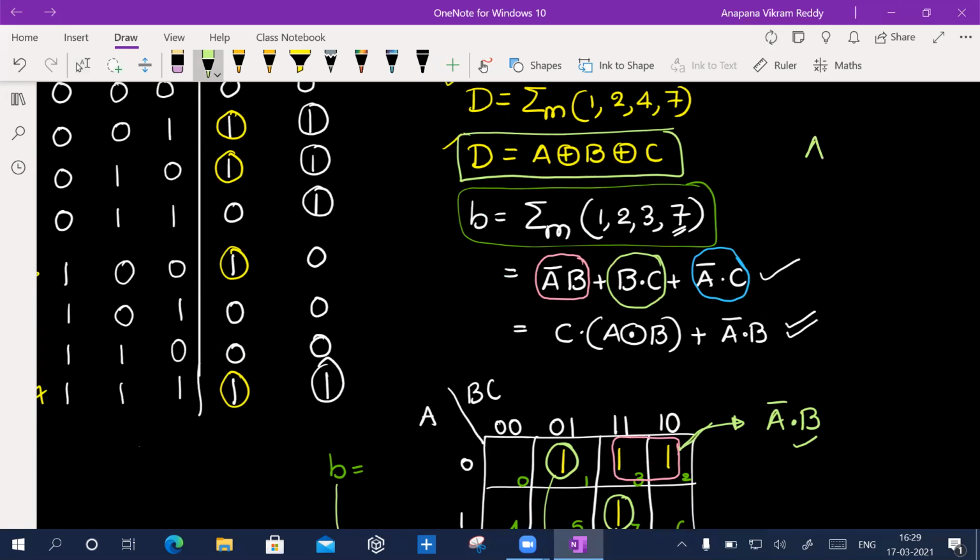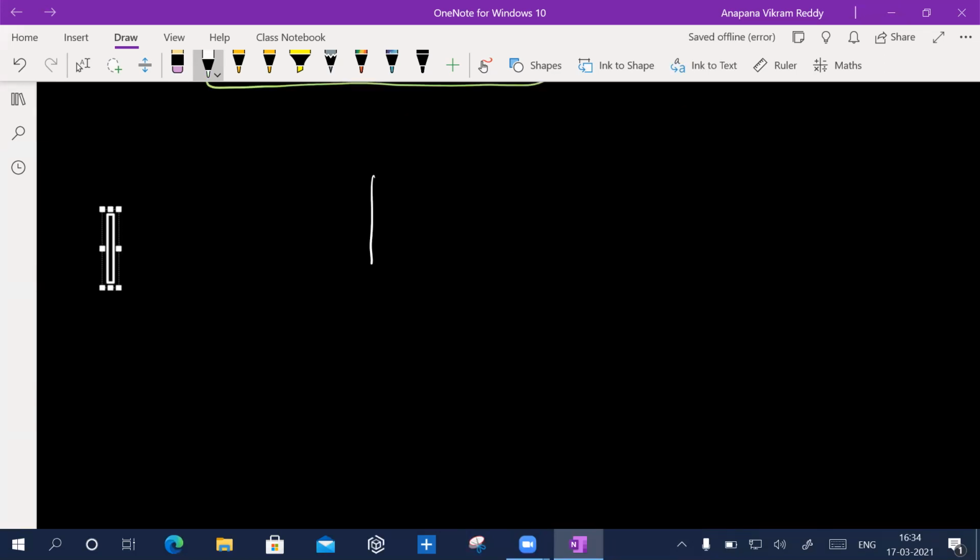Can I say D is equal to A exclusive NOR B exclusive NOR C? Can I say this? Yes, sir. Yes, I can say, because for an odd number of inputs, exclusive OR and exclusive NOR operations remain the same. They are equal. Already we proved this statement.